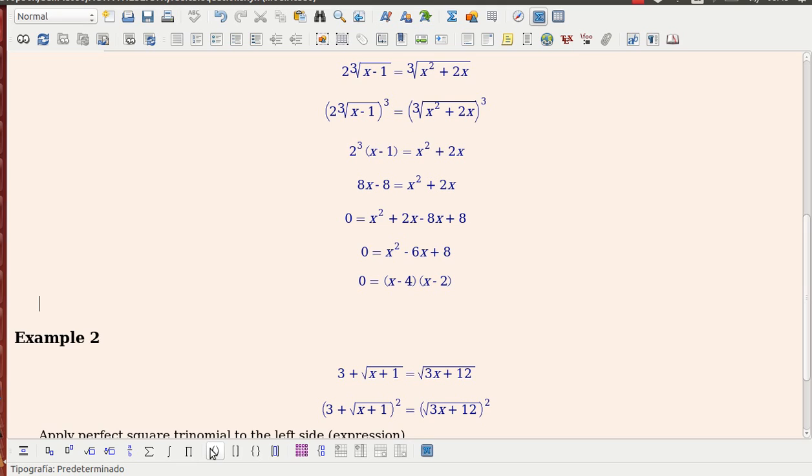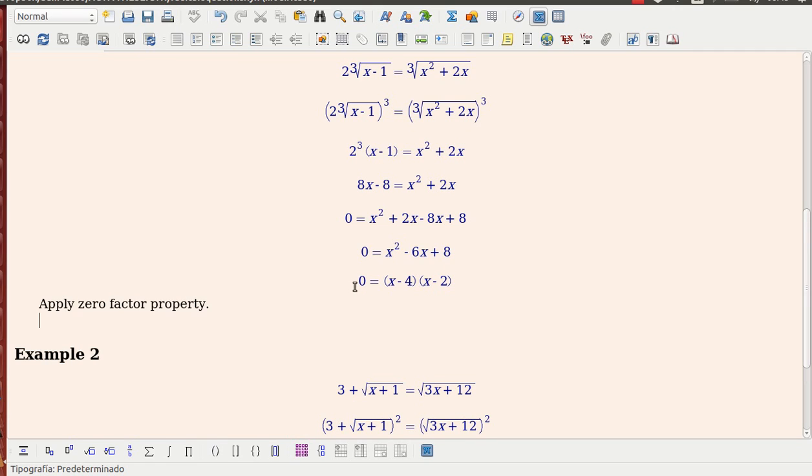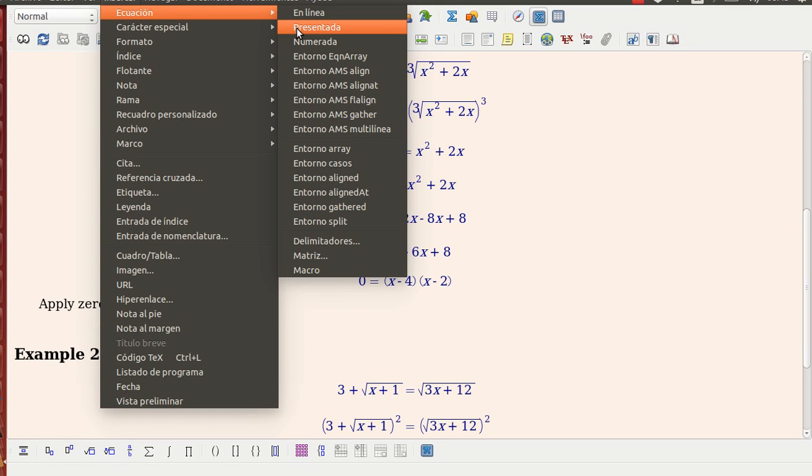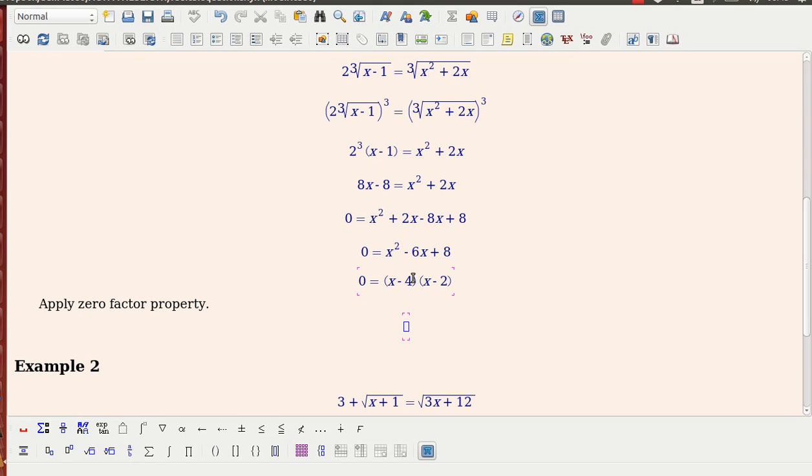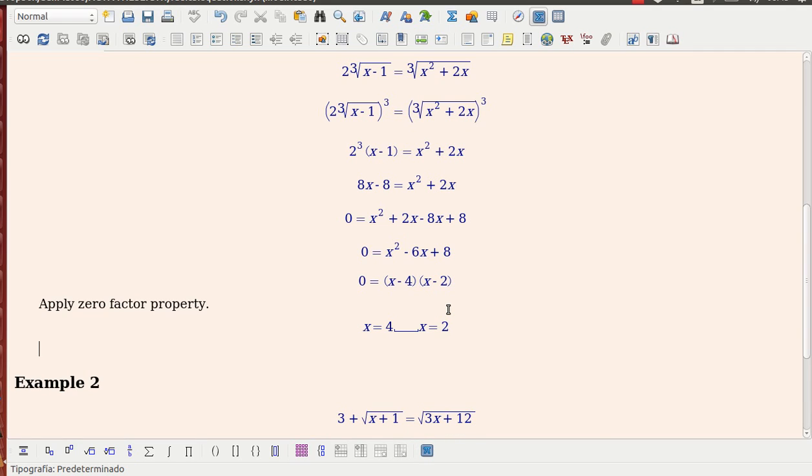And finally, apply the zero factor property. So if I apply the zero factor property, I have x minus 4 equals 0, so the first solution is x equals 4. And the second solution, x minus 2 equals 0, so x equals 2. We have the solutions. Now we have to check solutions. Last step: check solutions.